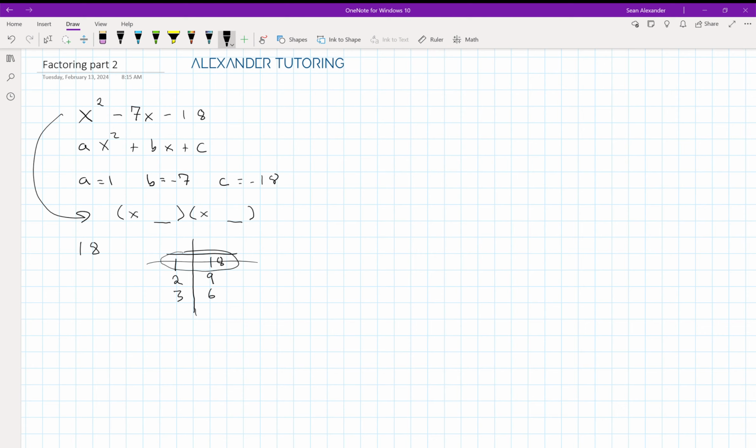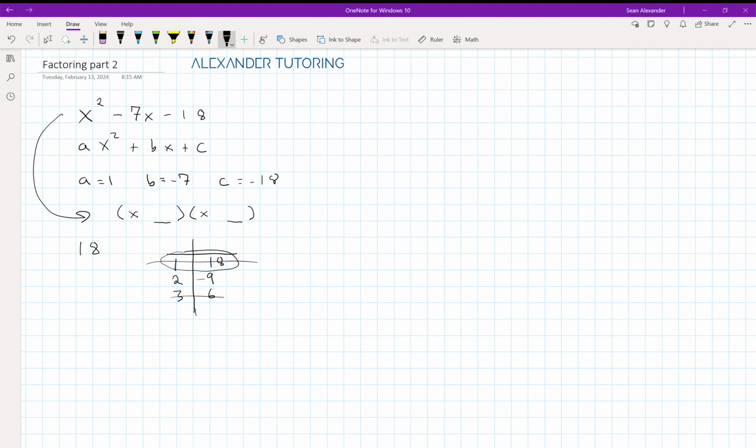What about 2 and 9? Is there any way we can get a negative 7 out of those two by adjusting the sign? Well, if you look at it, what if we make the 9 negative? Negative 9 plus 2 is negative 7. Boom, nailed it. And then going to the third one, 3 and 6, you can tell there's no getting a negative 7 out of that. And you'll notice that when we multiply 2 and negative 9, you get negative 18.